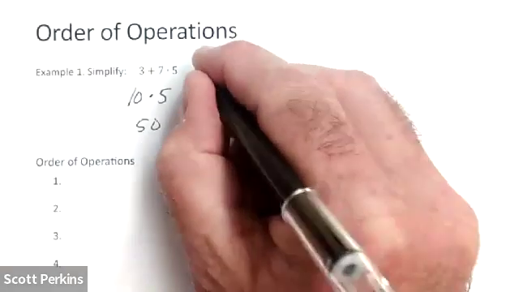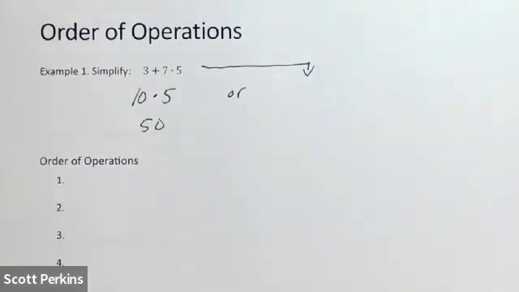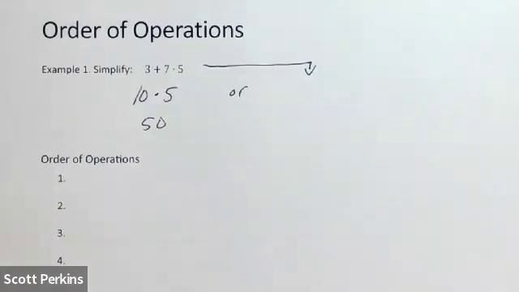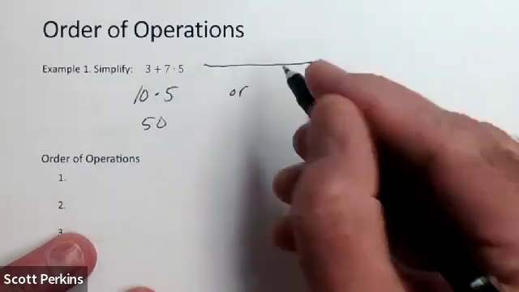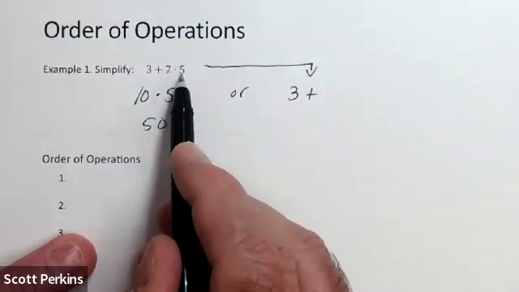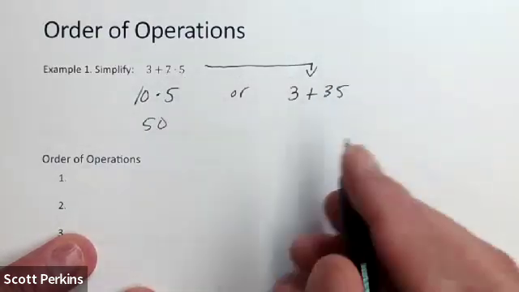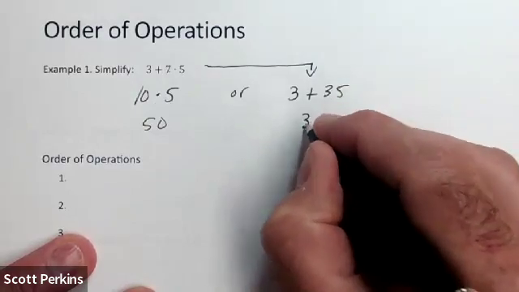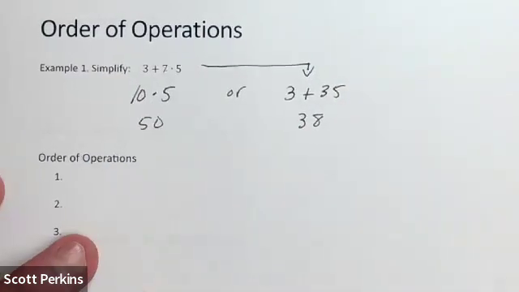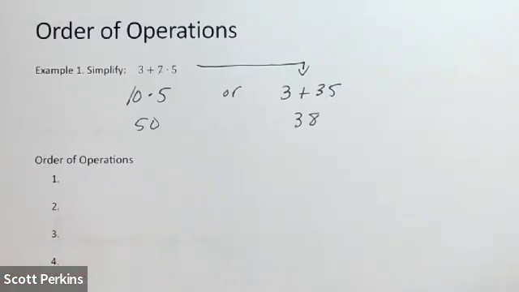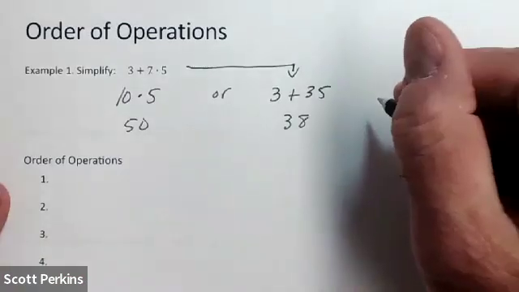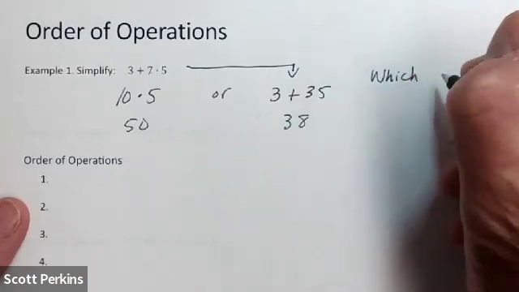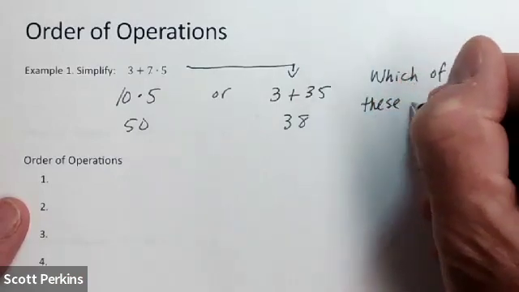Or what you could do is you could say, oh, well, hang on. Maybe no one's told me because I just arrived on Earth the other day. Maybe that's not the order I go. And so we could say, okay, what happens if I do the 7 times 5 first? Then I get 3 plus, and 7 times 5 is 35. So 3 plus 35 is 38. So you can see we get two completely different answers. And so what the order of operations deals with, again, probably something you've seen, is which of these is correct.